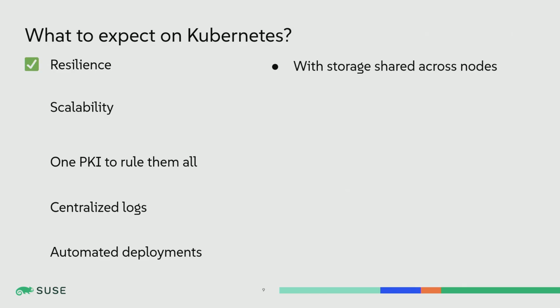Because if you have a shared storage across all the nodes of the cluster, if the node running the server goes down, it'll pop up later on the other side. Fine, no problem. You can rely on Kubernetes features for that.